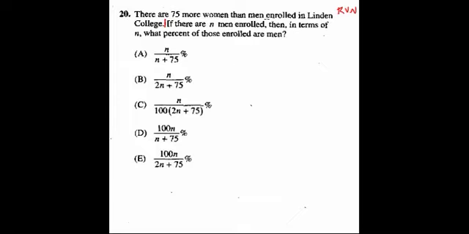Okay, so next phrase, if there were n men enrolled, well, let's just let n equal 25 men. So I know that there are 100 women. Then in terms of n, remember, that's that same thing. If you ever see that, you don't need to read it anymore using this technique. What percent of those enrolled are men? Well, you have 25 out of the 125 total, and this is that same thing.